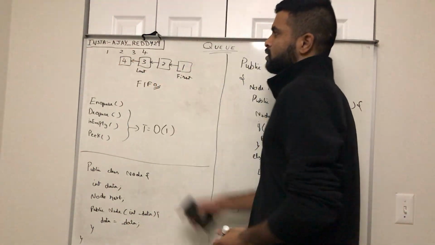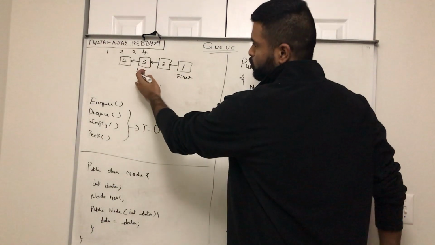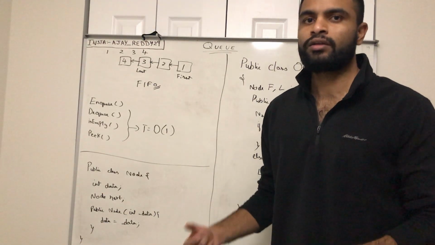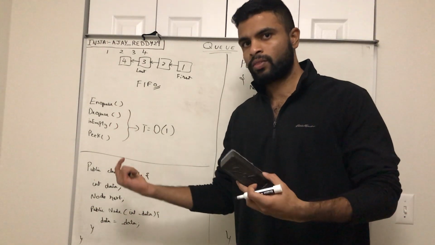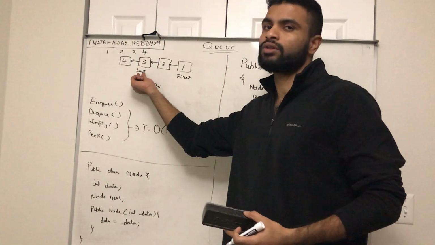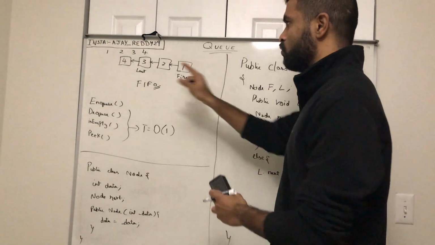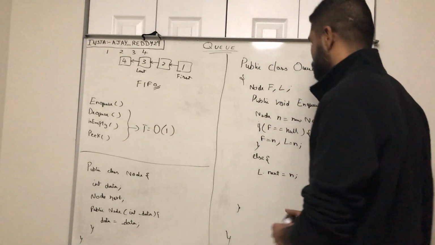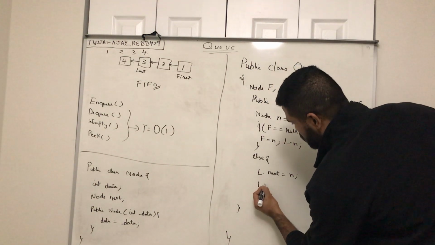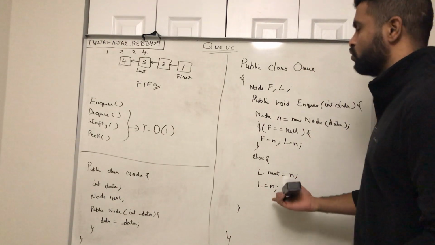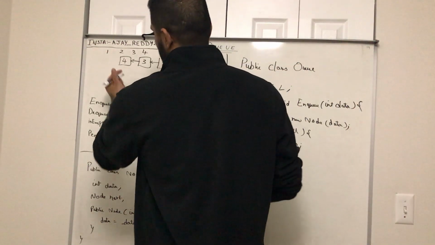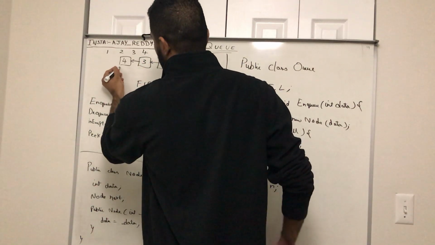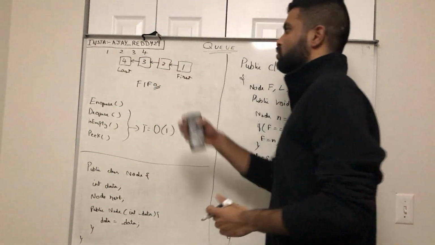So once I make last dot next equal to new node, then I have to move the last to the last element of the queue. Why? Because if I want to add elements further, then I'll be adding using the last pointer. So always have to make sure the last pointer is at the last node of the queue. So for me to move this last pointer from this node to this node, I can simply make L equal to new node. So that will move the last pointer to the new node.